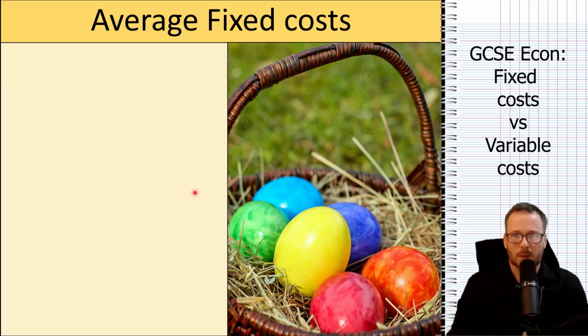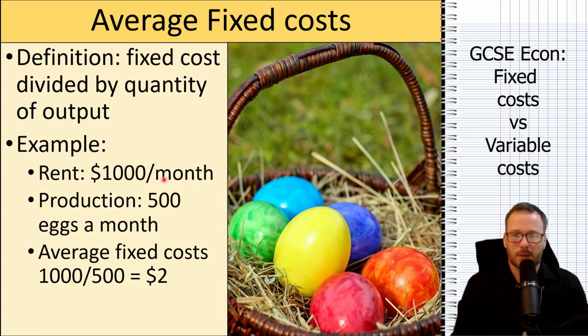Now, average fixed costs are quite simple. It's the total fixed costs divided by the number of items you make. So, if I rent a factory for $1,000 a month, I produce 500 eggs, my average fixed cost in my factory is going to be $2. I hope that makes sense.